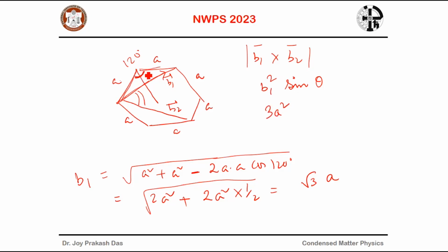Now, since this is 120, this will be 30, this will be 30. So if this is 30, this will also be 30. Same thing, 30 and 30, 60 are gone. What is left? This whole angle is 120, 60 is gone, 60 is left. So this will be sine 60 degrees. Sine 60 degrees means root 3 by 2. So this is going to be 3 root 3 by 2 A square.